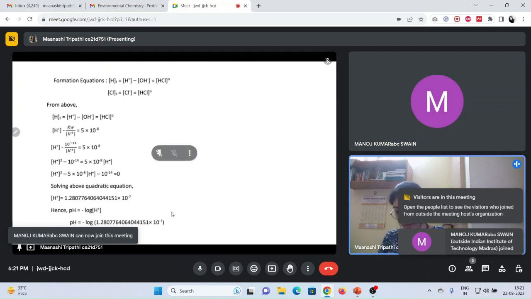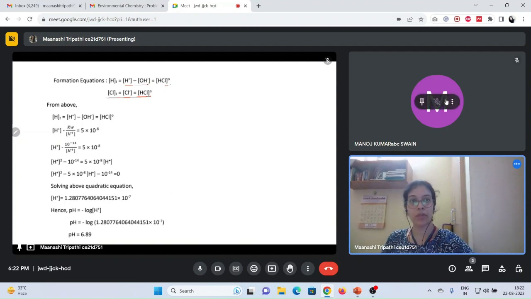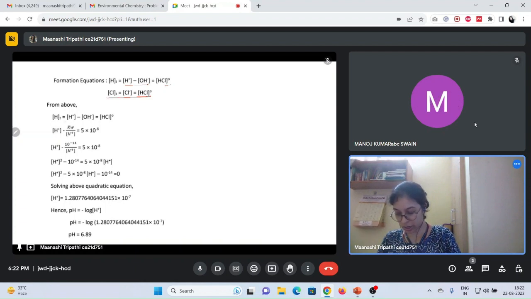So this is the formation equation, that H plus OH negative is equal to HClO naught. And similarly, we can obtain the equation for chlorine atom. Therefore, Ht is equal to H plus minus OH. This is the formation equation that we are choosing.